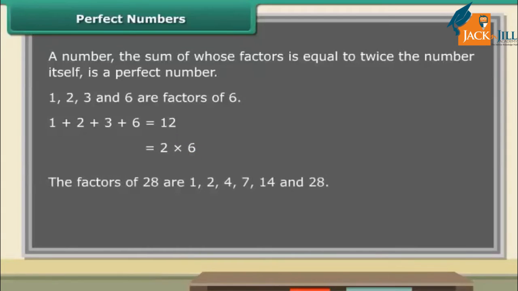Similarly, the factors of 28 are 1, 2, 4, 7, 14 and 28. The sum of the factors is 56, which is the same as 2 times 28. Therefore, 28 is also a perfect number.